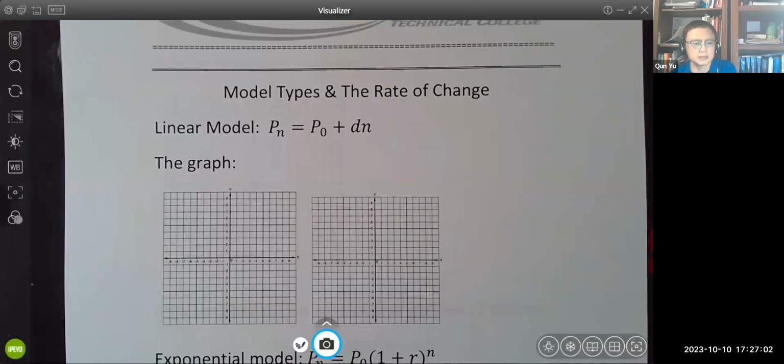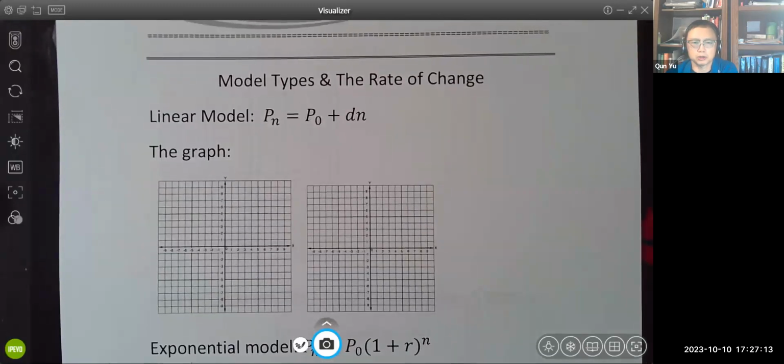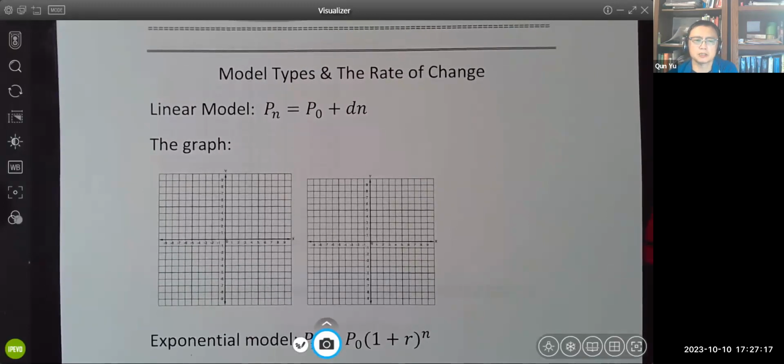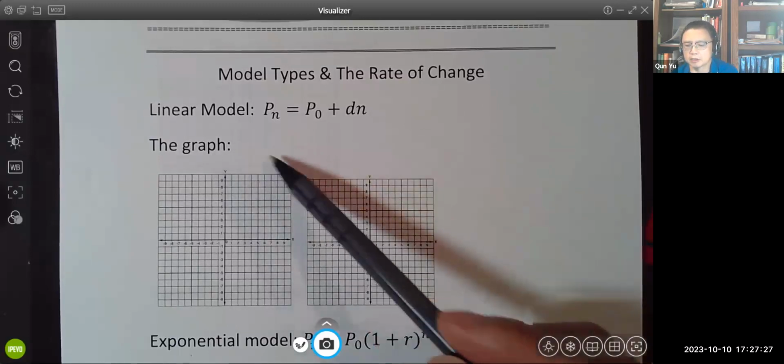Hi everyone. In this video, we are going to talk about the model types and the rate of change. This is from Unit 2 of the QR course. In this unit, we cover two models, the linear growth model and the exponential growth model. So, two models. First of all, let's talk about the linear model.